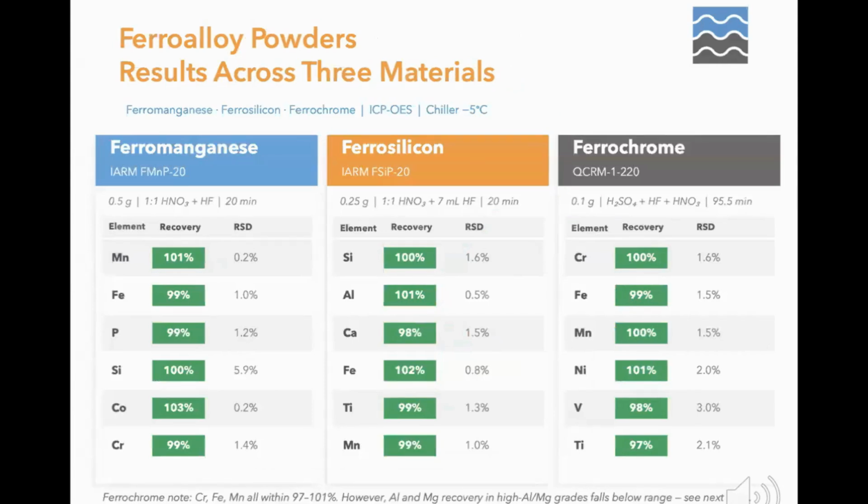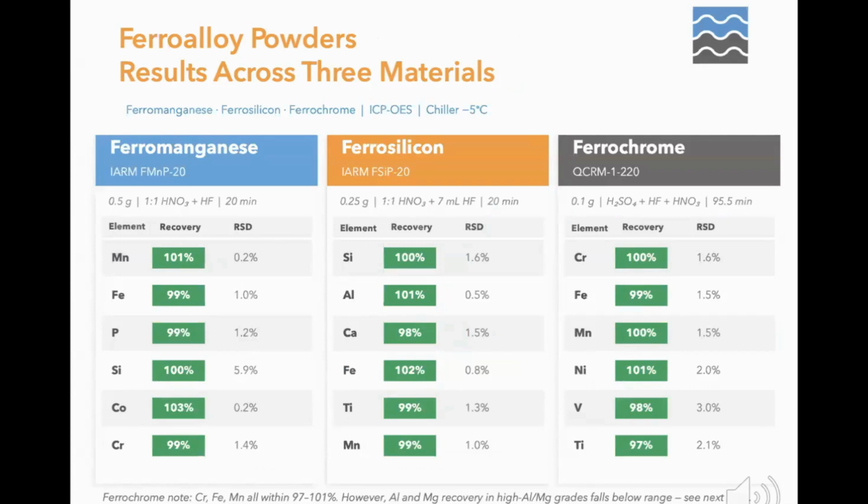Just a bit of a summary here for the ferroalloys. We get asked about ferroalloys all the time, so it made sense to include something here. Ferromanganese, ferrosilicon, ferrochrome. You can see the results there. They kind of speak for themselves. Again, excellent recoveries compared with expected values, well within the range that you would expect for each of these CRMs, and exceptionally low RSDs across the board.